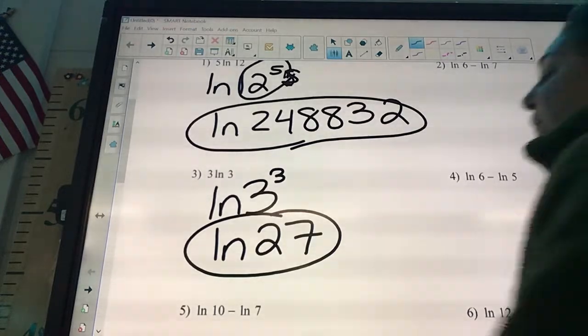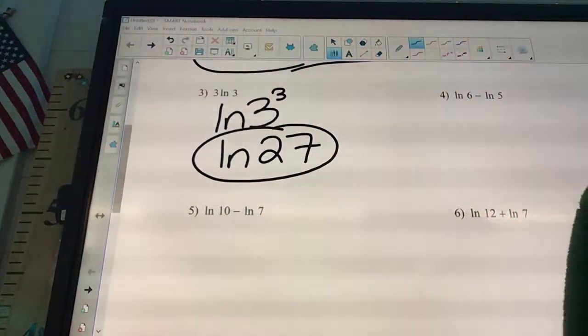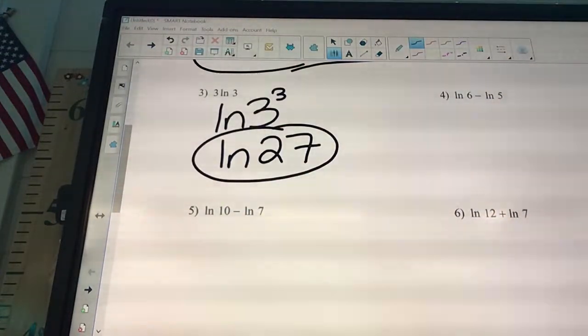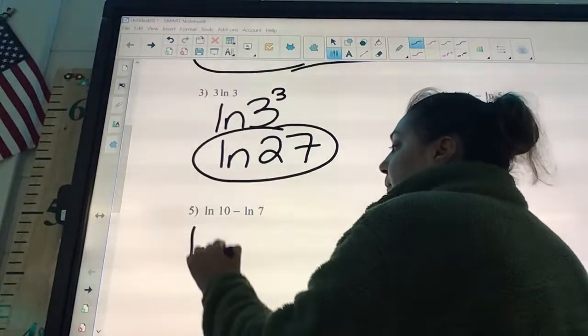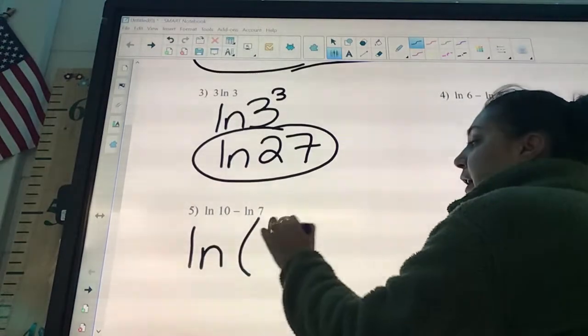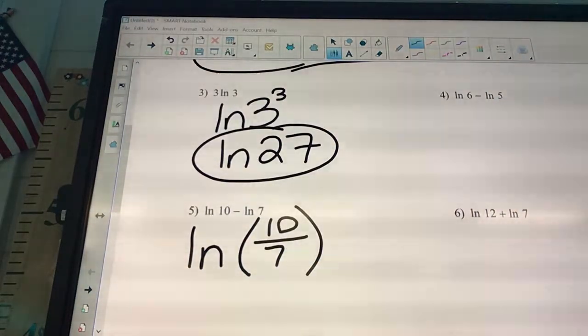Okay, if we look at 5, are there numbers up front? No, so there's nothing to move up. Okay, what does minus tell us to do? Divide. Okay, which one's going to go on top? The 10. So it's really going to be 10 over 7. Okay, you need to check that on your calculator. Does 10 over 7 simplify?